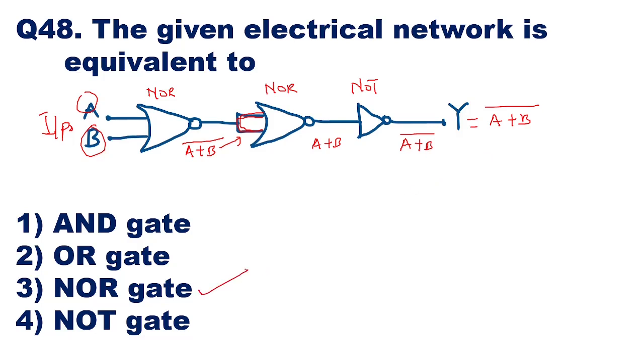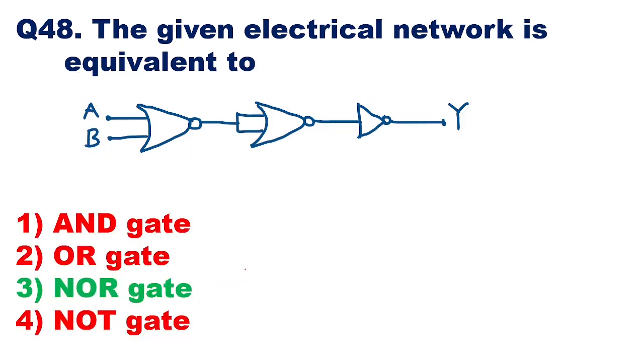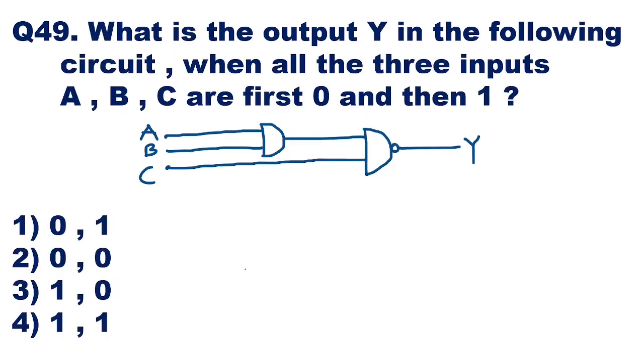So here option 3 will be the right answer, that is NOR gate. So here you can see option 3 is the right answer. Then we'll go to the next question, question number 49.